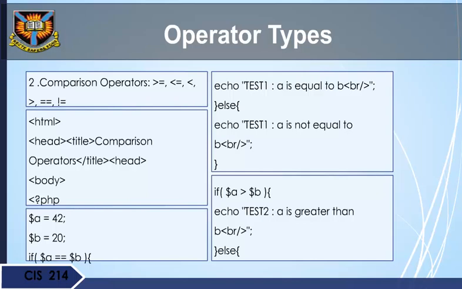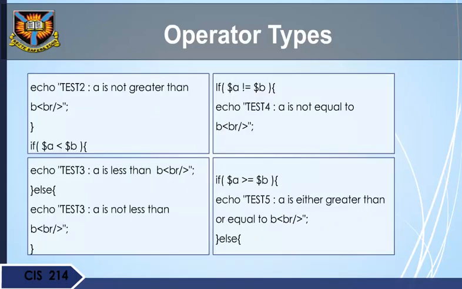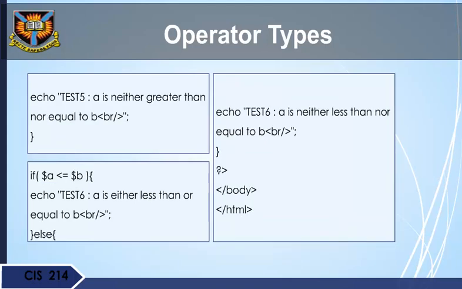This will produce the following result: text 1, A is not equal to B. Text 2, A is greater than B. Text 3, A is not less than B. Text 4, A is not equal to B. Text 5, A is either greater than or equal to B. Text 6, A is neither less than nor equal to B.